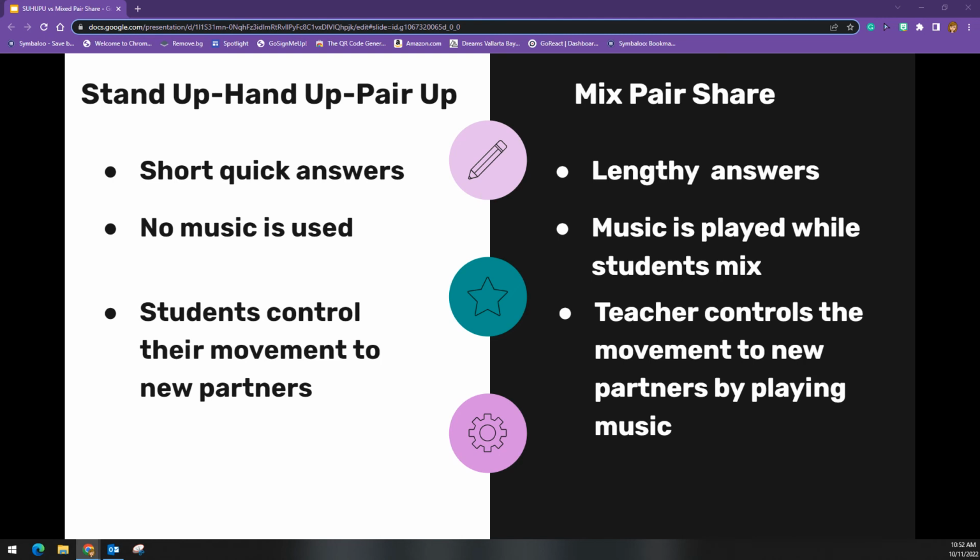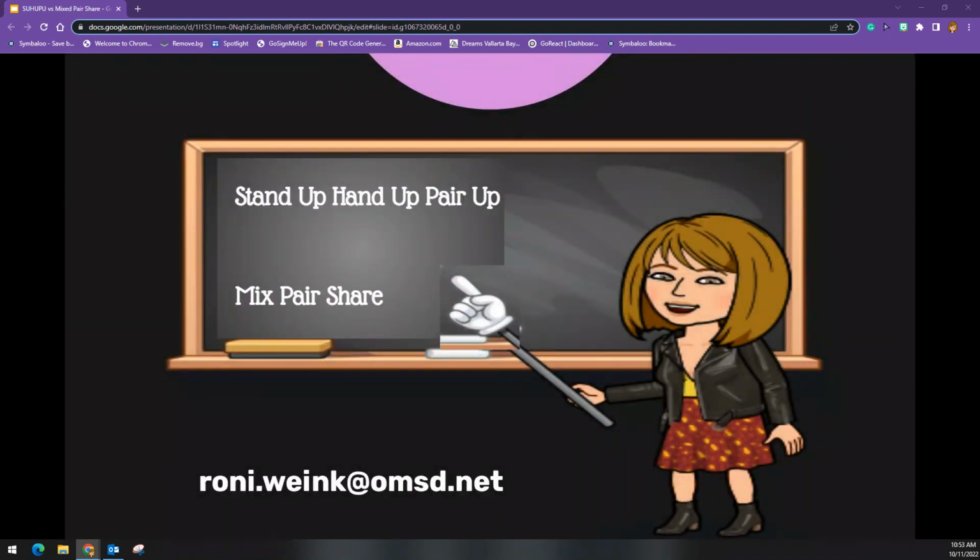There you go. Whatever you need to have your students sharing with each other, you can look at this chart and decide which structure to use. If you want more ideas or need help implementing these structures in your classroom, reach out. I'd be happy to come out and help. I love to see our students talking.